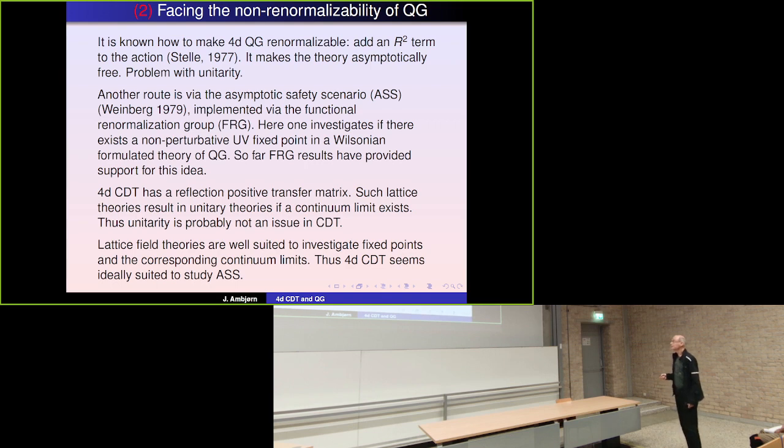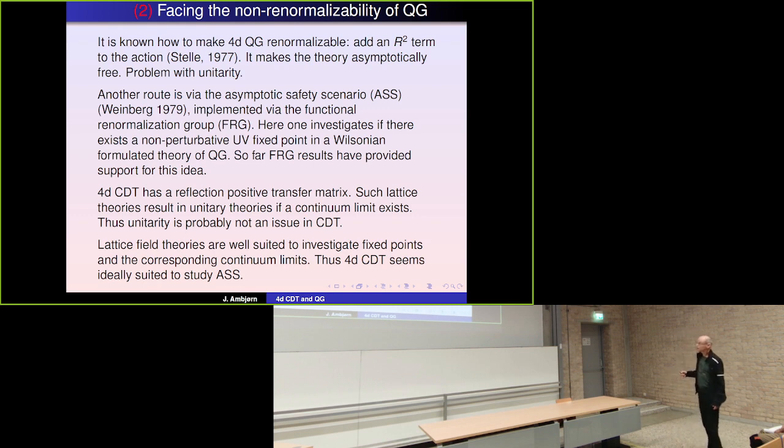But now we have to face the fact that the theory is not renormalizable. Well, it's easy to make it a renormalizable theory. We can just add an R-squared term. This was already done by Stelle in '77. This makes the theory asymptotically free. The problem was, as already discussed in other talks, the problem with unitarity.